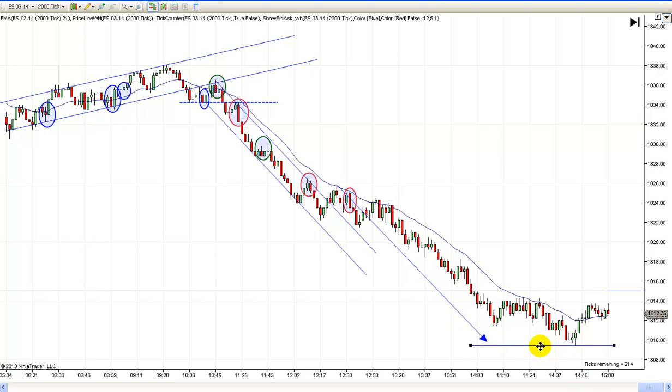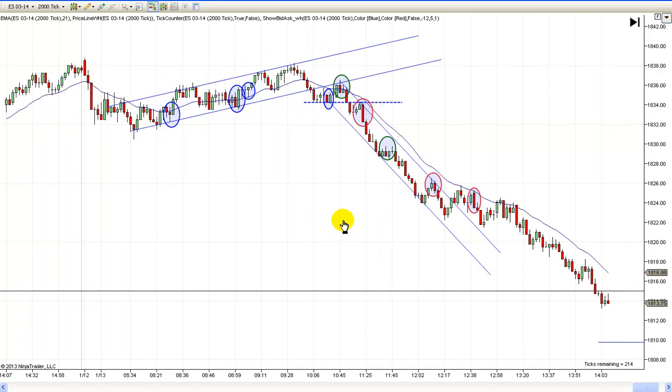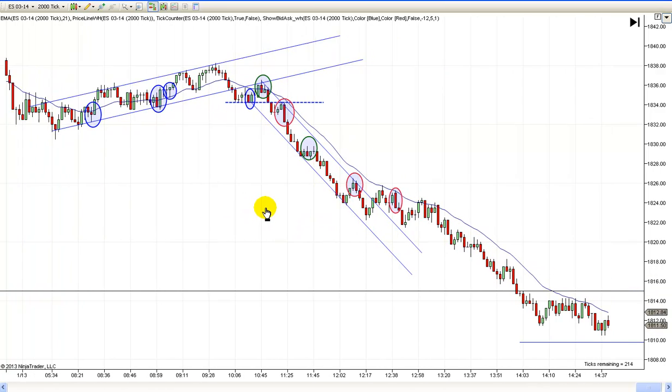It looks like we overshot it by one tick. You can see that right there. So that's what I had for my target, and we overshot that by a tick or so. That's what I usually use to keep me in.